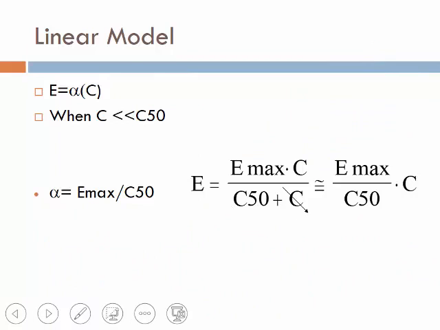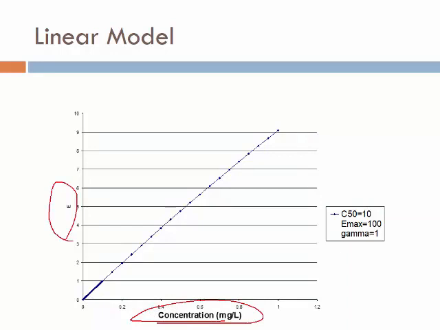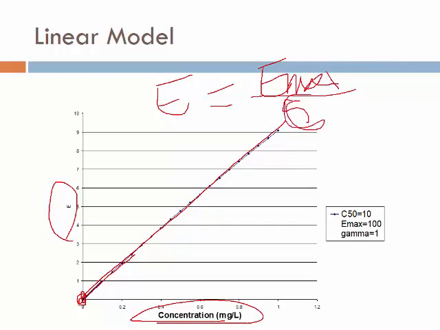So that's what our line will look like, again with our concentration being on our x-axis and our effect being here on our y-axis. This is going to be when concentration is 0, the effect is 0. And we're going to have a linear equation. E equals Emax over C50 times concentration. So Y equals mx, and then the B is 0, right?